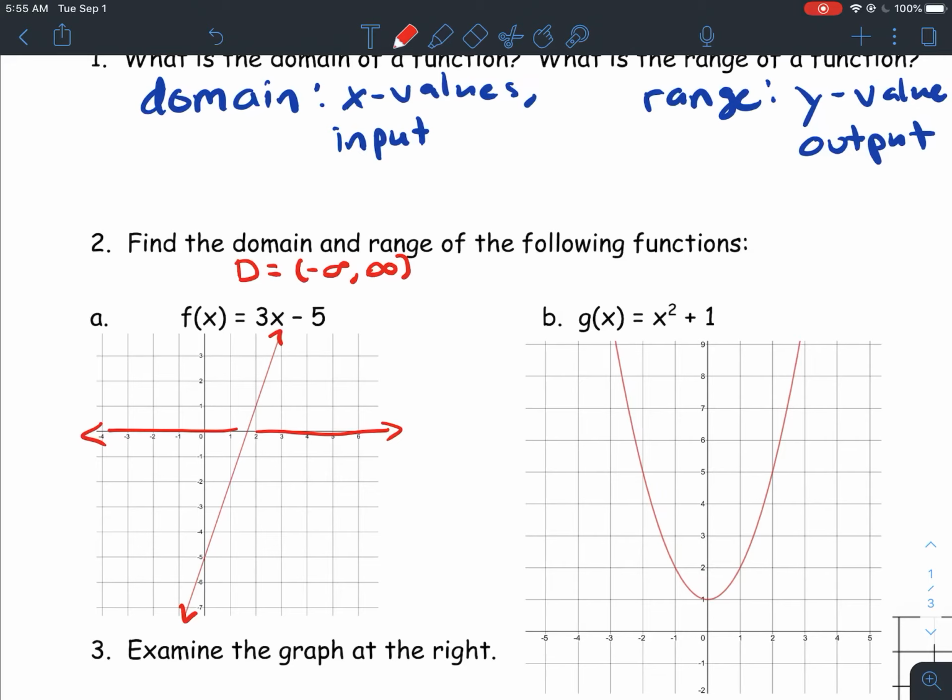All right, next one. So now it asks for the range. So that is the y value. So again, let's look. Well, this line's going to go up and down forever. So the range is also negative infinity to positive infinity.